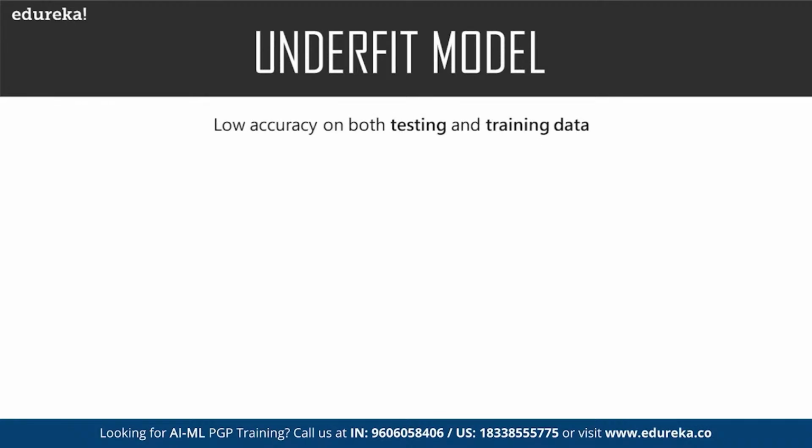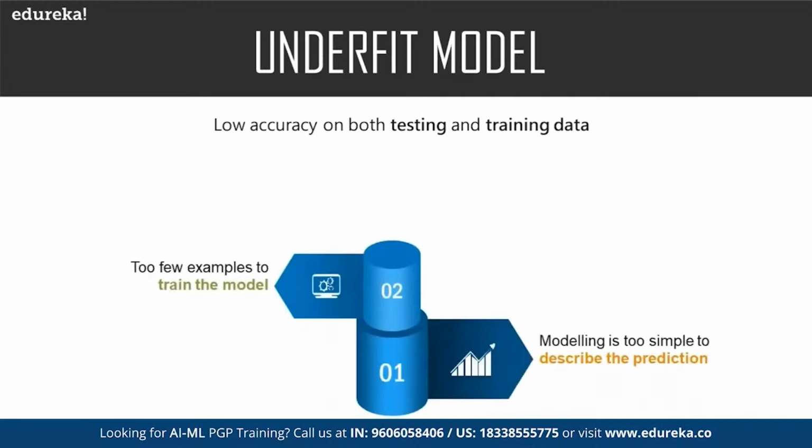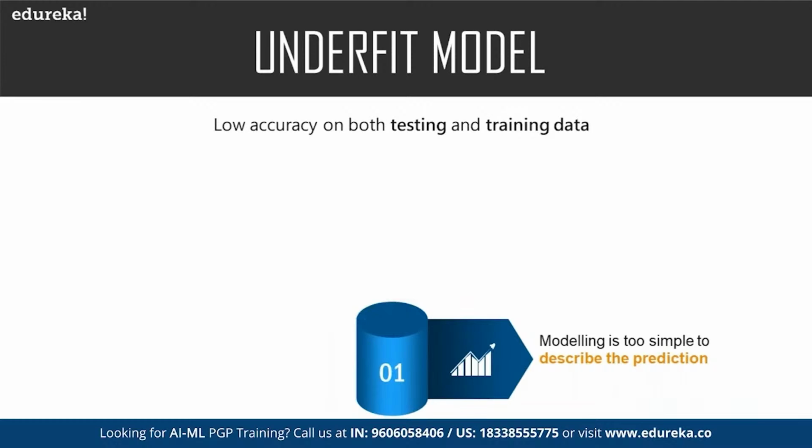And coming to the underfit model, let's see. Why do we get such an underfit model? When we see underfit or overfit, it's again the trade-off between bias and variance. So we see it here. What happens is the model becomes too simple to describe the predictions. Of course, underfitting models provide us a low accuracy, because we do it on both testing and training data. We should not do that actually.